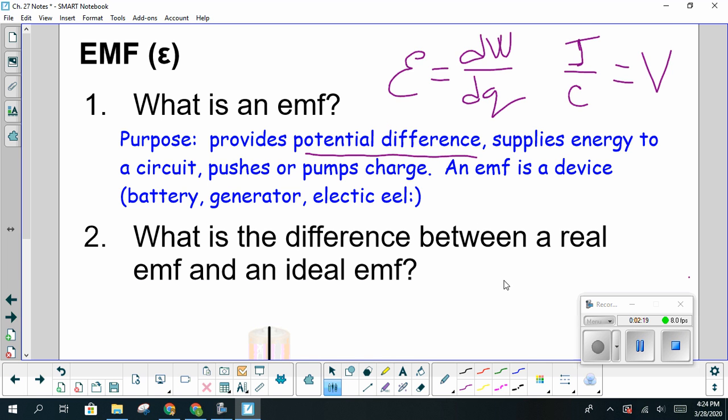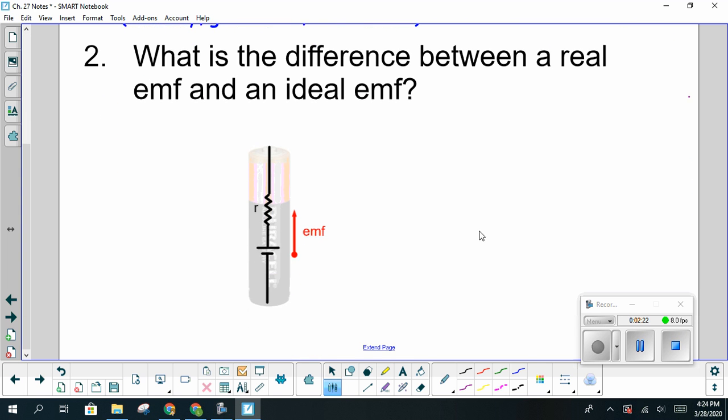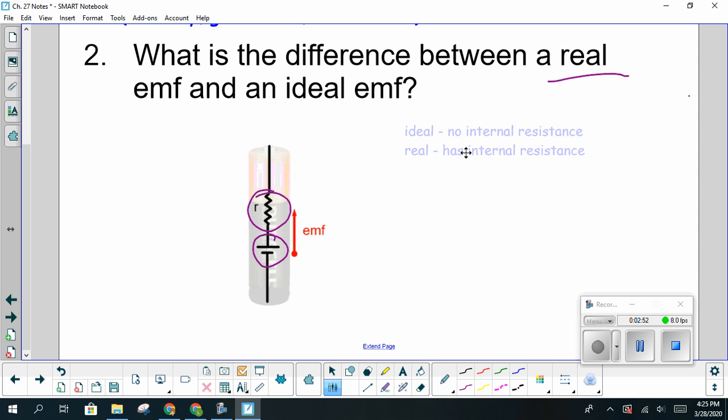Then the next idea that we need to distinguish is the difference between a real EMF and an ideal EMF. So this picture you see here is a battery overlaid on top of what's actually going on inside in terms of a schematic diagram. We have the EMF that's shown here, that little guy there. That would be considered an ideal EMF. It has the ability to produce a given amount of potential difference. And then this resistor here, this is its internal resistance. So a real EMF is going to have internal resistance, where an ideal EMF would not have any internal resistance.